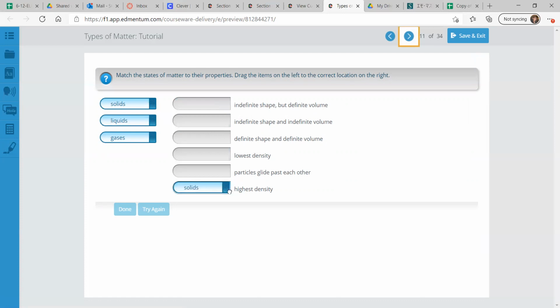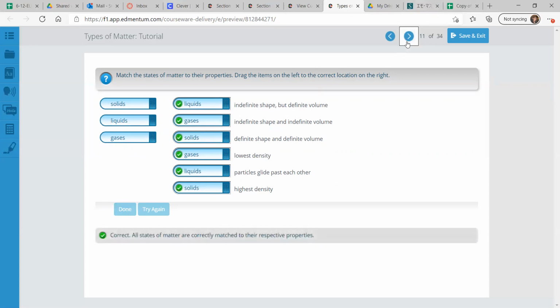Solids have the highest density, gases have the lowest density. Liquids have particles that glide past each other. Solids have a definite shape and definite volume. Liquids have an indefinite shape, they can change shape, but they always have that same volume. And then gases have neither a definite shape nor volume. Double check. Yes, cool.